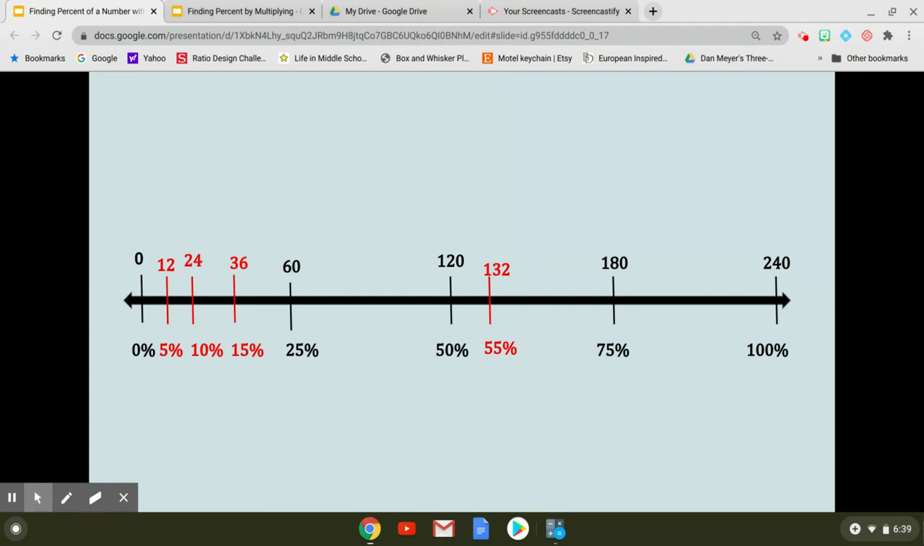I then went to my 25% part and divided it into 5 parts of 5%. So you can see 5% of the number 240 is 12, 10% would be 24, 15% would be 36, and it's not shown on there, but 20% of that number would be 48, and then 25% is 60. So if I wanted to find 55% of the number 240, I can take my 50%, which is 120, plus 5%, which is 12, and add those two together and show that it's 132.